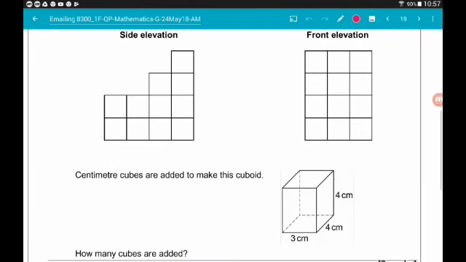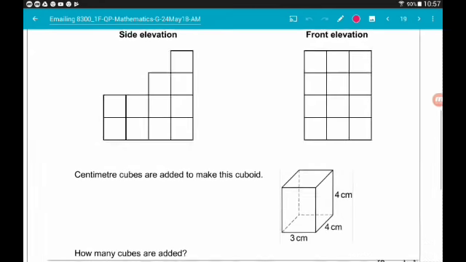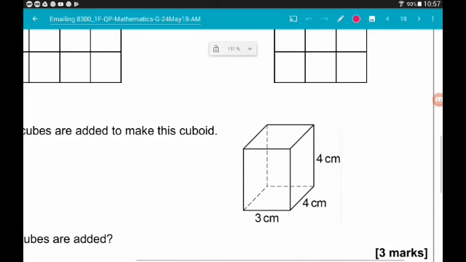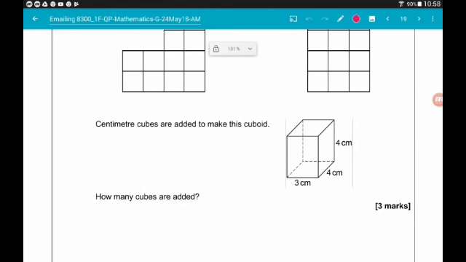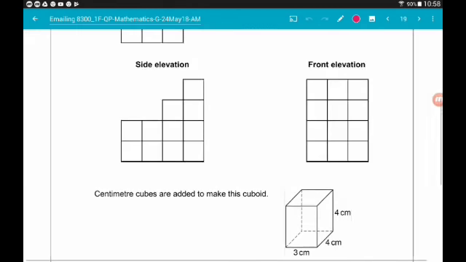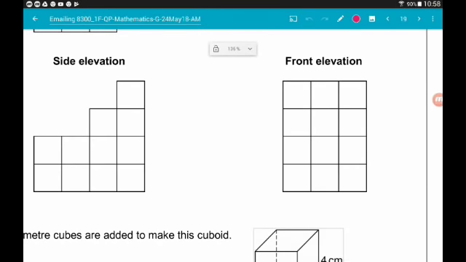Now, centimetre cubes are added to the shape to make this cuboid. So the cuboid has a width of 3, a length of 4, and a height of 4. We are asked how many cubes are added. Okay, so the front elevation shows us that the front of this shape is completely filled in, so that's all cool.